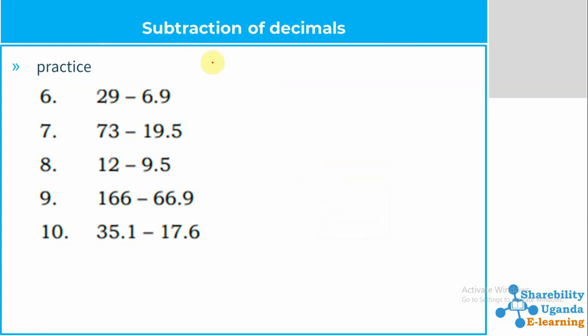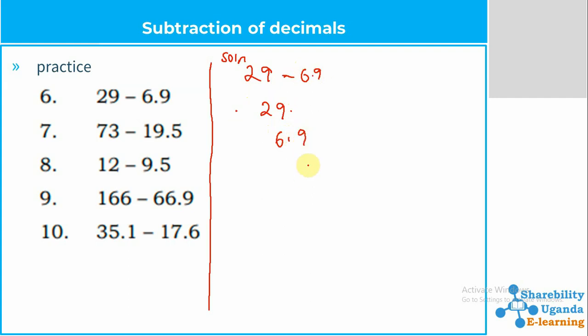Okay, so in these practices we are going to do one by one, all of us. So here we have our solution. We have our 29, and we are going to subtract it from 6.9. So you arrange them. This is going to be 29, then this should be 0.00 something. Then also here we arrange our 6.9, so this should be a 0, and also here should be zeros.